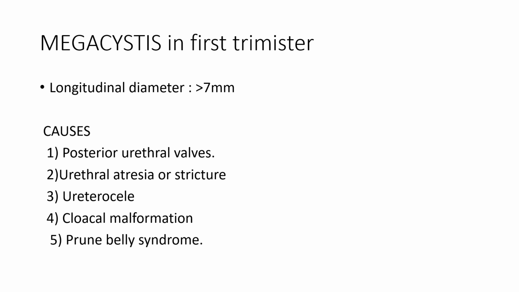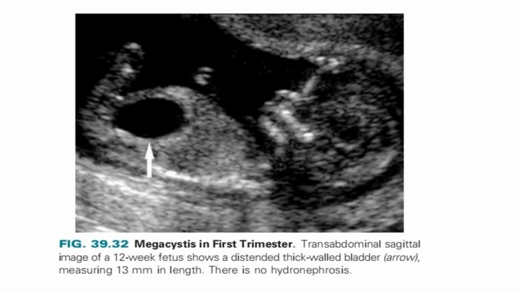Megacystis, which is also called a dilated urinary bladder in the first trimester. If it is more than 7 millimeters, we consider it megacystis. Causes are posterior urethral valves, urethral atresia, urethrocele, cloacal malformation, and prune belly syndrome. This is the megacystis seen in the first trimester. The transabdominal scan on sagittal section shows a distended urinary bladder with a thick wall.